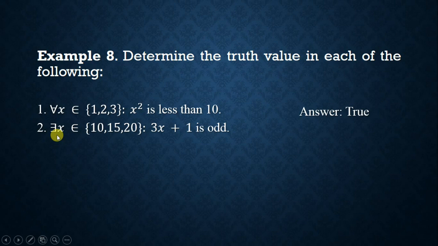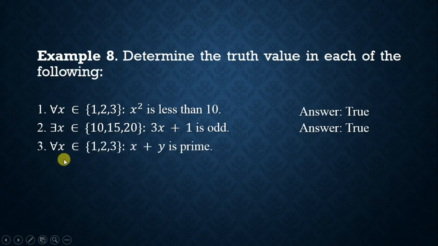Number 2, there exists x element of the set containing 10, 15, and 20 such that 3x plus 1 is odd. So we're just going to find an x that will satisfy this condition. Suppose we use 10. So 3 times 10 is 30, plus 1 is 31, and that is odd. Since this is an existential statement, the truth value is true.